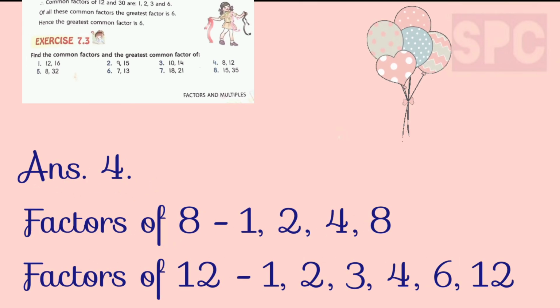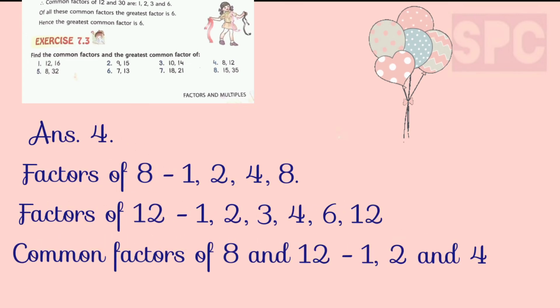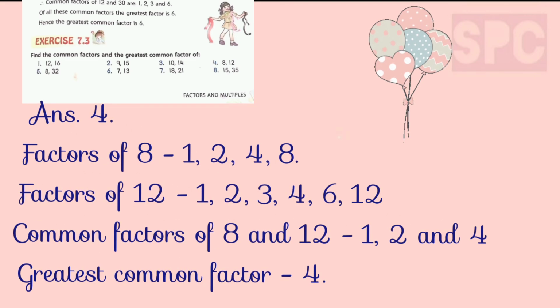Similarly for 12, 1 12s are 12, so 1 and 12. 2 6s are 12, so 2 and 6. 3 4s are 12, so 3 and 4. So all these are the factors of 12. Now you can see that 1, 2 and 4 are the common factors of 8 and 12, and out of these common factors, 4 is the greatest common factor of 8 and 12.